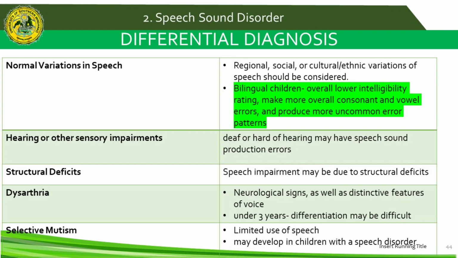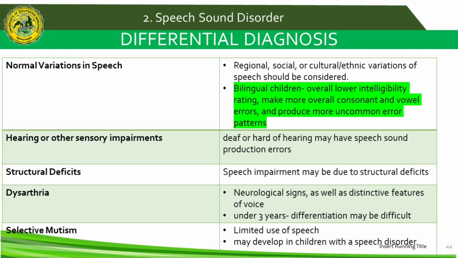For dysarthria, neurological signs as well as distinctive features of voice differentiate this dysarthria from speech sound disorder. Although in young children, under the age of 3, differentiation may be difficult, particularly when there is no or minimal general body motor involvement.